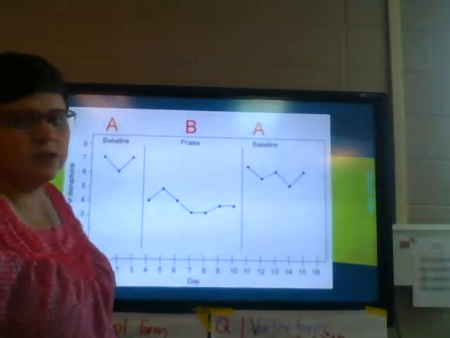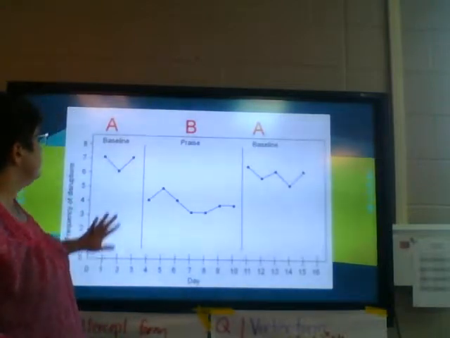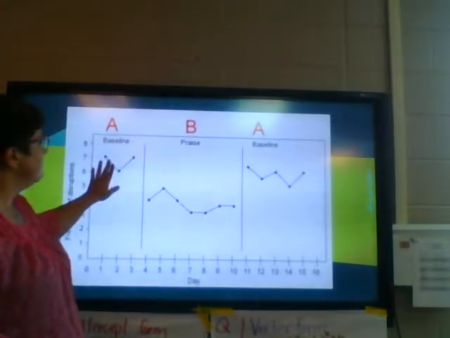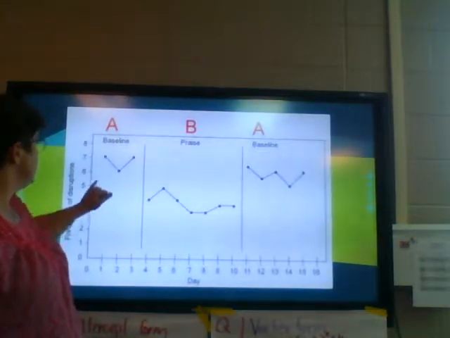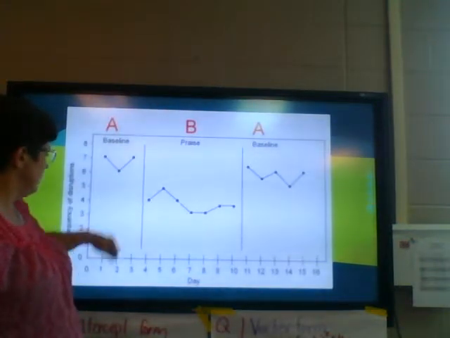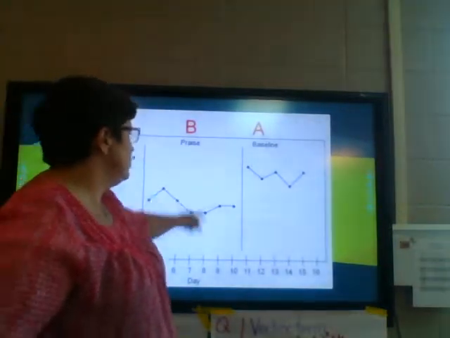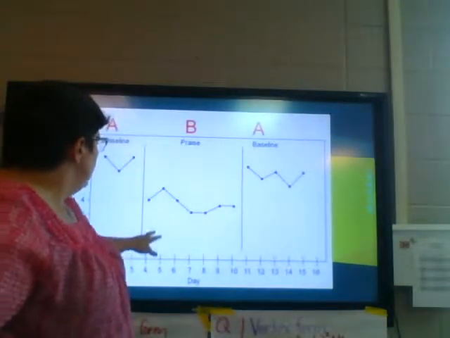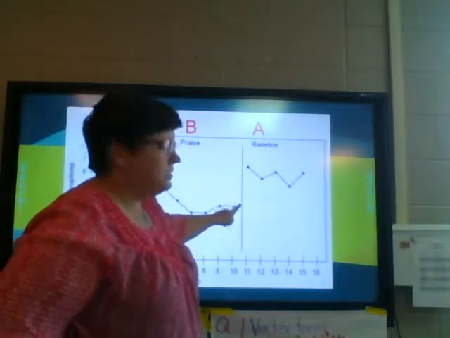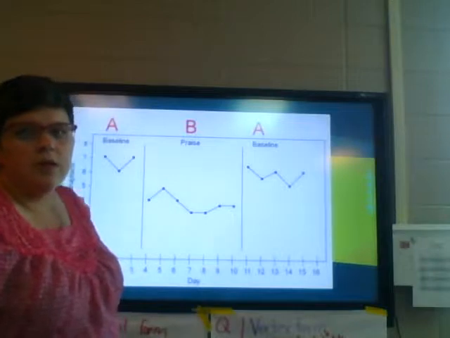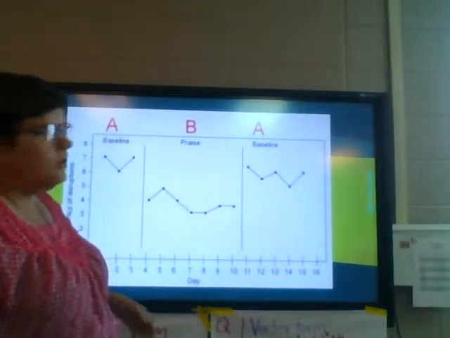So this is an example of what you might see, typical of this type of design. So here's the baseline, okay? They found that the frequency of disruptions was 6 and 7 over a 3-day period. Then they provided praise to the students. And for these days, as you can see in the beginning, it kind of went up, but then it went down and it stayed down. So that might show you that the praise was working.